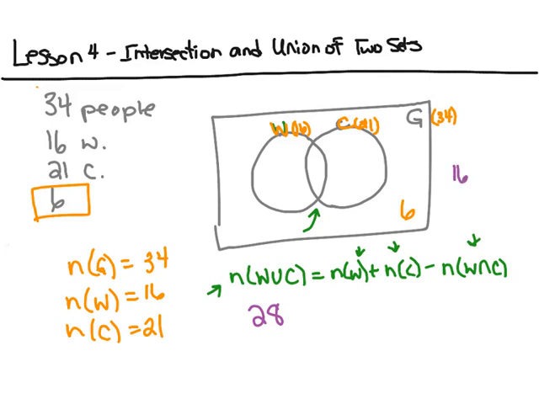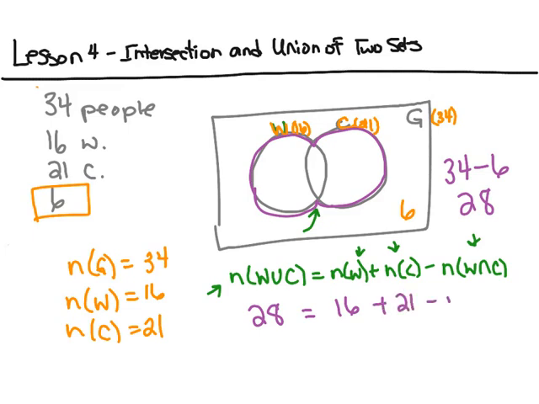So 16 plus 21, just kidding. We take the total, 34 minus 6 to get 28. So we know that in the circles, there's 28 numbers altogether. We know N of W is 16, and we know N of C is 21. But we don't know the intersection.